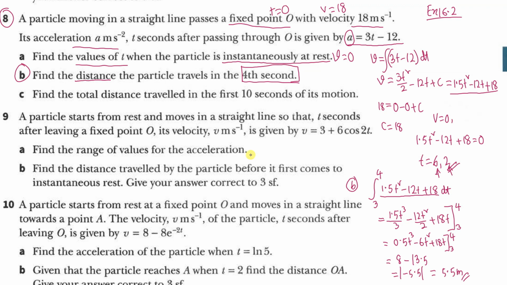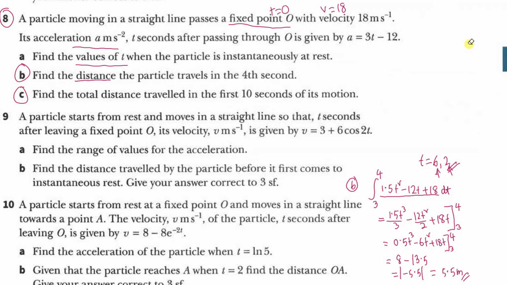Now we are going to move to question number C from question 8, and it's a very important part to understand: the first 10 seconds of its motion. Between these first 10 seconds, velocity becomes 0 at times t equals 2 and 6, when it is at rest. So the total distance they are asking is from t equals 0 to t equals 10 seconds, but we cannot integrate directly from 0 to 10 here.